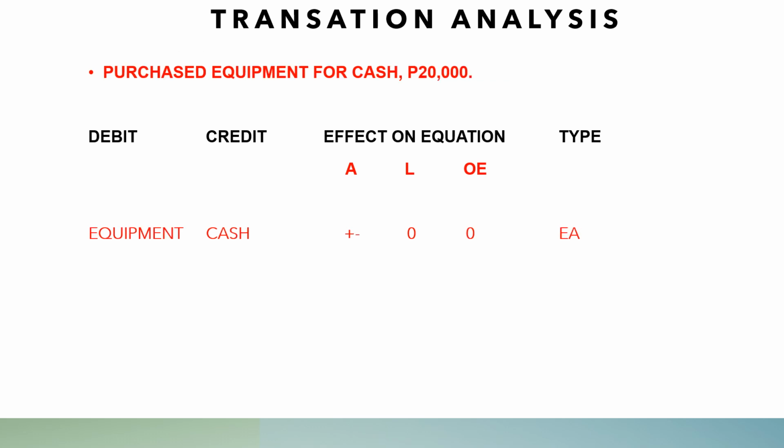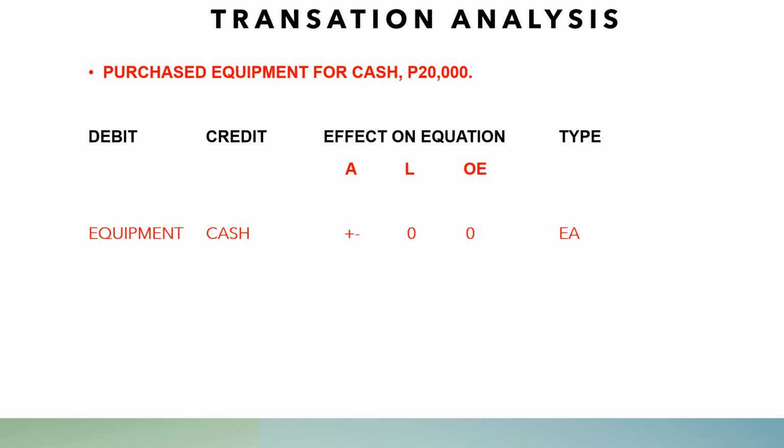The next transaction is purchased equipment for cash, 20,000. The business here has purchased equipment, so the equipment of the business increased. To increase an asset is to place it on the debit side, which is its normal balance. And then the company paid cash of 20,000, so cash decreased. To decrease cash, which is an asset, you place it on the credit side, the opposite of its normal balance.